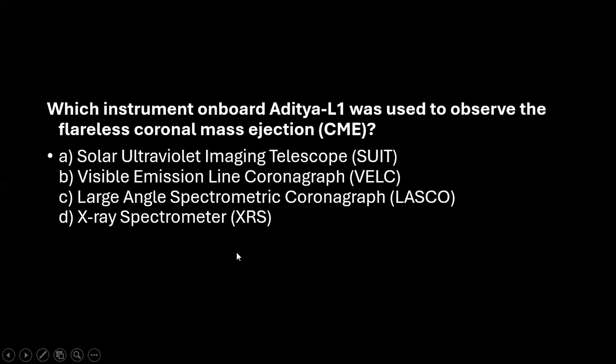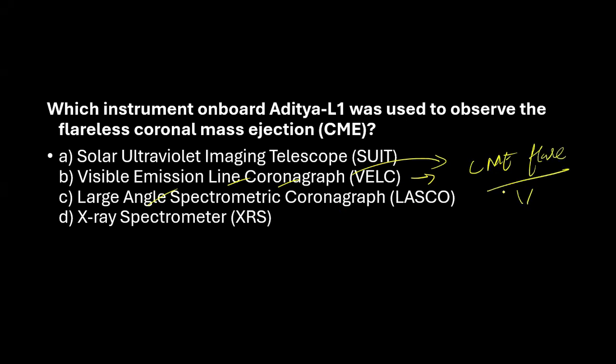The first question is, which instrument onboard Aditya L1 was used to observe the flareless coronal mass ejection? One of the important payloads in the Aditya L1 mission which you need to know is VELC, that is Visible Emission Line Coronagraph, which is used to study the coronal mass ejection and the flares. You may also get a question on why these coronal mass ejections and flares come out.